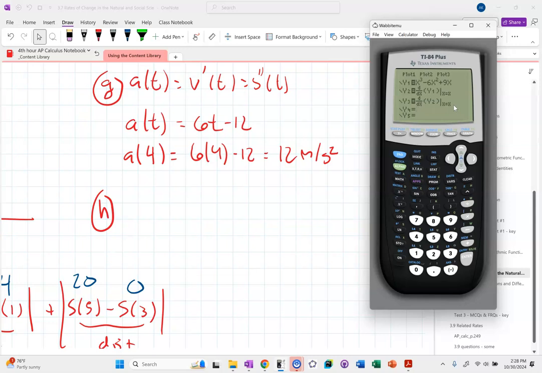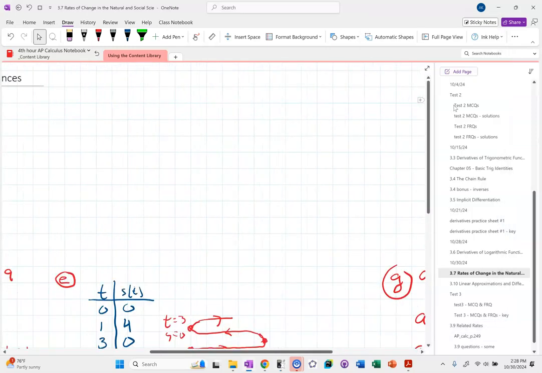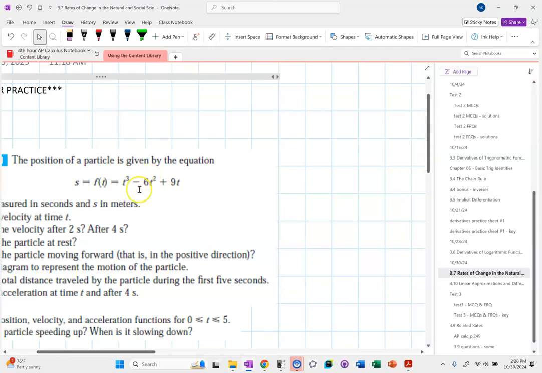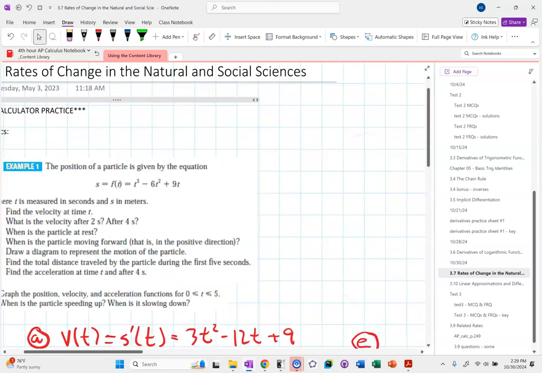Sorry, can you do like how you got 20 for S of 5? So I plugged 5 into the starter equation. Yeah, but wouldn't that give you 24? So 125 minus 150 plus 45. Oh, it's that. So you don't use the one that you found in A. So it's S, not V, right? That's okay? Okay.